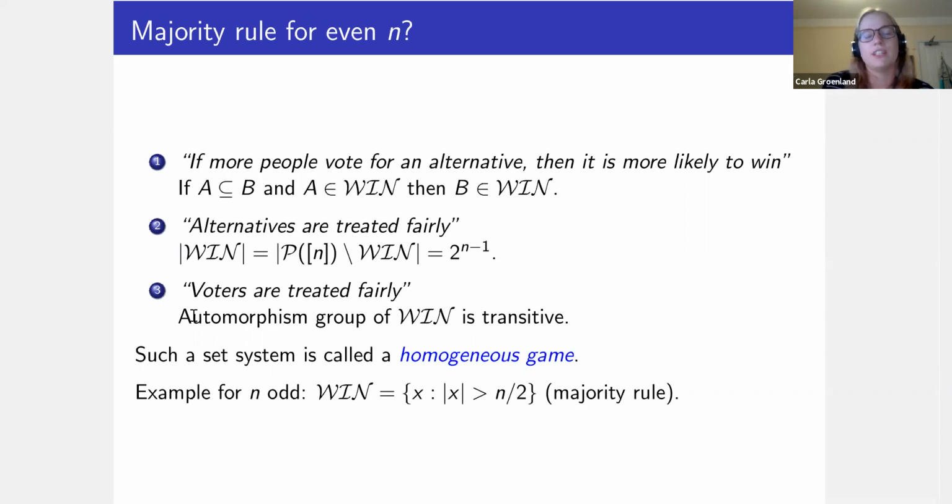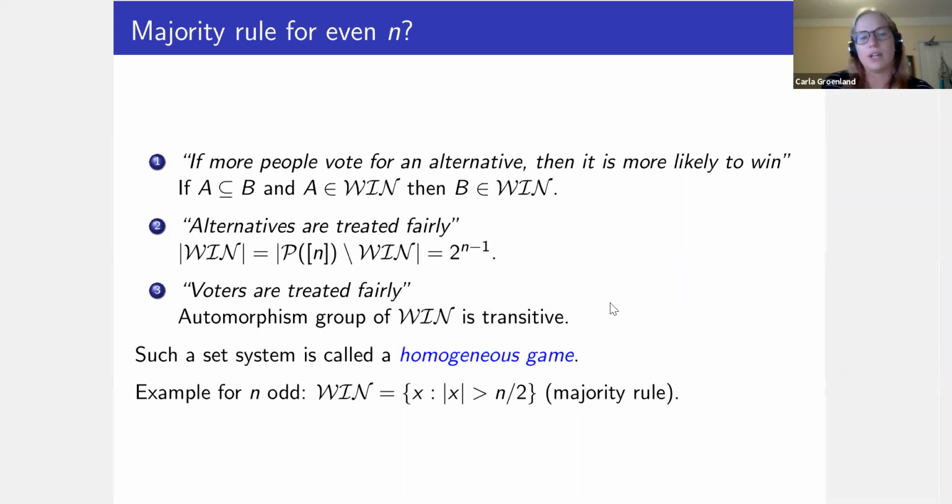Now this third one is maybe a bit more specific, but an assumption that you could put on is that the automorphism group of the set system is transitive. An automorphism just means that we map the voters to the voters, and we want to send each winning set to a winning set. And then transitive is just the usual group property of transitive. So you don't have to remember these things, but there are some conditions on this, and someone started studying these and called these homogeneous games.